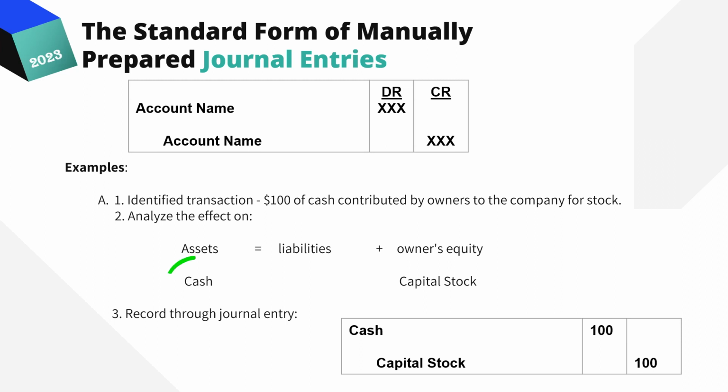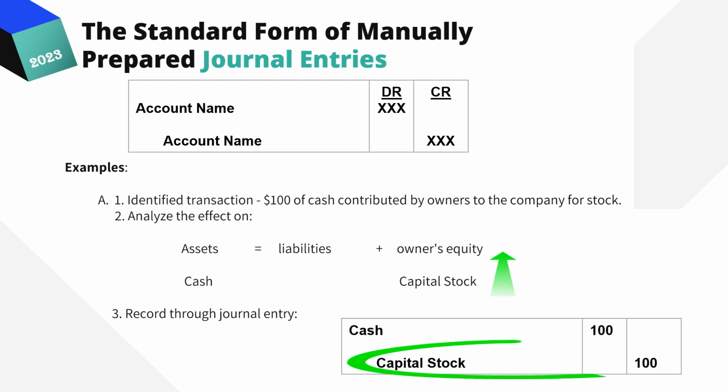Well, first, let's look at cash. Cash is being affected. It's going to have to be reflected in the journal entry. But is it going to be a debit or a credit? Well, cash is an asset, and all assets are increased on the left-hand side or debit side. So we'll show cash, a debit for $100.